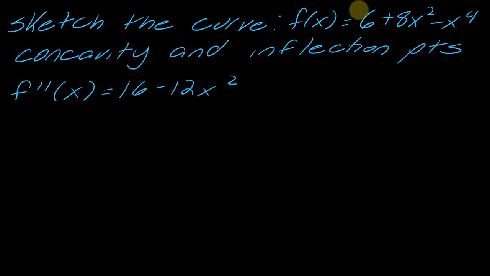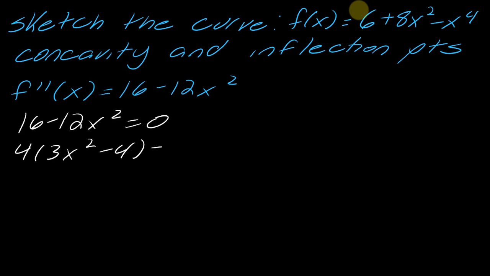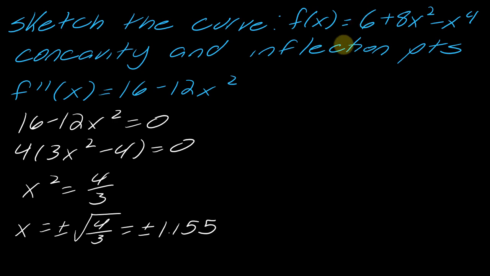Okay, so up next, now we have to find our concavity and inflection points. So first things first, I'm going to set my second derivative equal to 0, and then I'll go ahead and solve. Okay, so I have here that my potential inflection points are going to be at plus or minus 1.155. This is just a decimal approximation of this radical here.